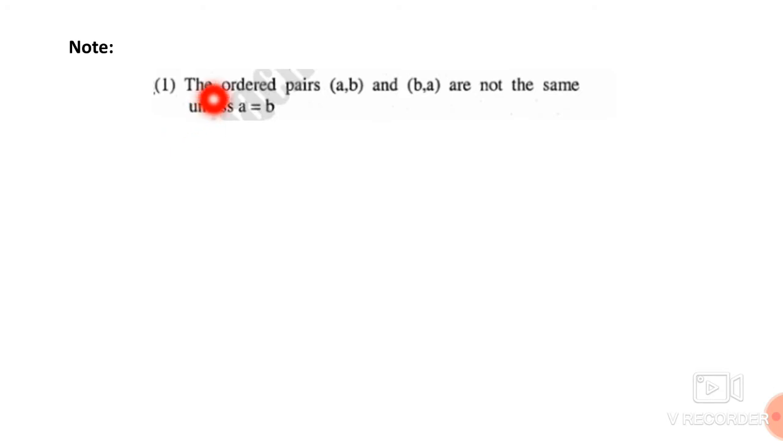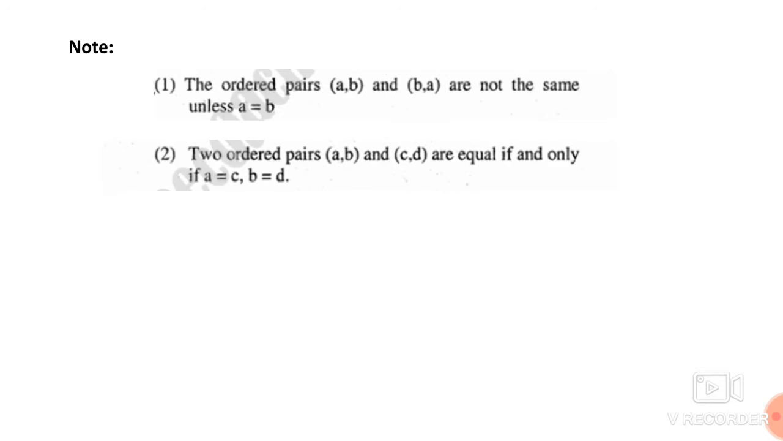You have to keep in mind that the ordered pairs (a, b) and (b, a) are not the same unless a is equal to b. Two ordered pairs (a, b) and (c, d) are equal if and only if a is equal to c and b is equal to d. It means the first element of the first ordered pair is equal to the first element of the second ordered pair. Similarly, the second element of the first ordered pair is equal to the second element of the second ordered pair. Only then will these two ordered pairs be equal.